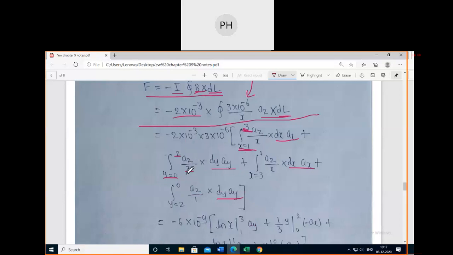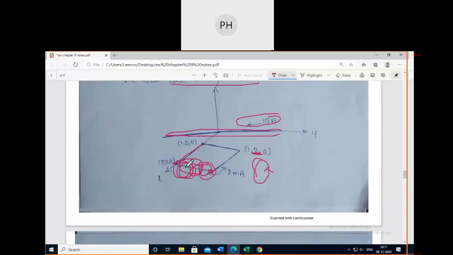Why have we written x is equal to 3? Because x is constant here. So what are the values here? 3, 0, 0. What is the value here? 3, comma 2, comma 0. These are the values for this point.